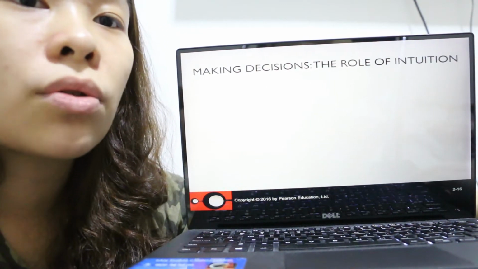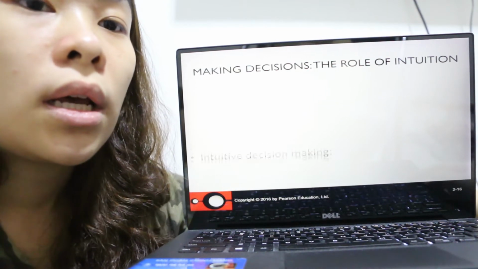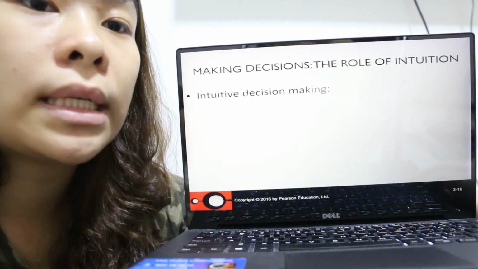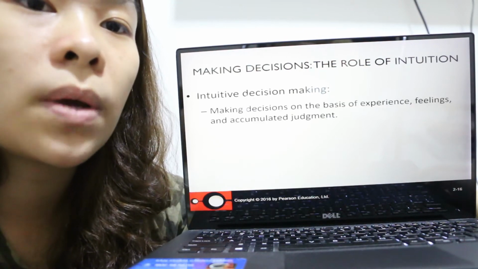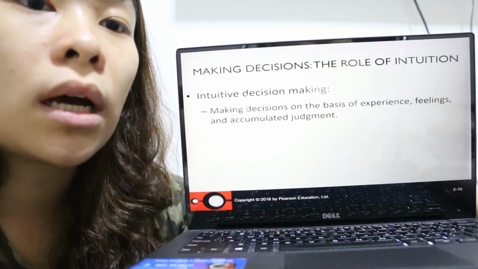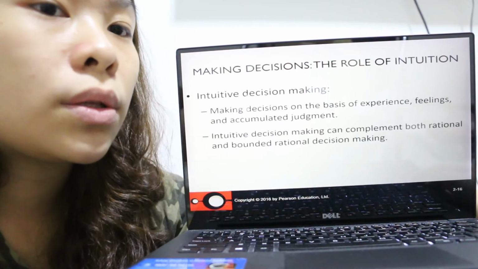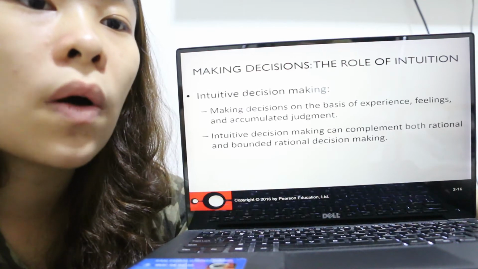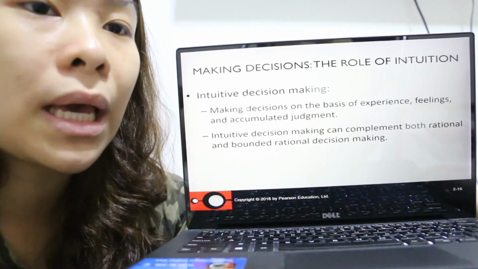Next one is the role of intuition. Intuitive decision making is making decisions on the basis of experience, feelings, and accumulated judgment. Intuitive decision making can complement both rational and bounded rational decision making.